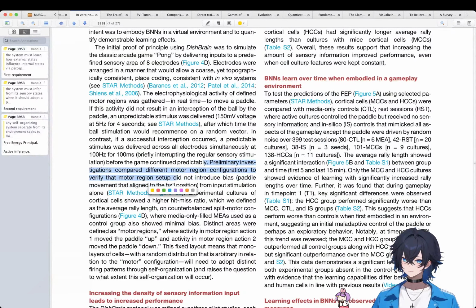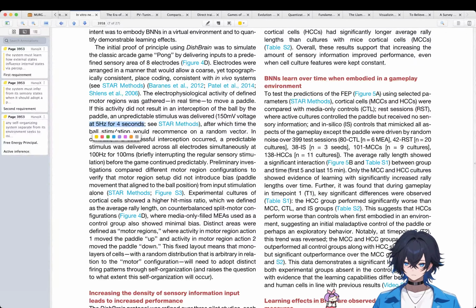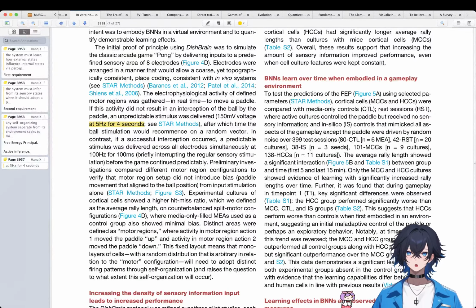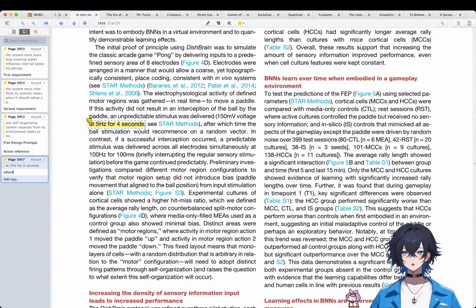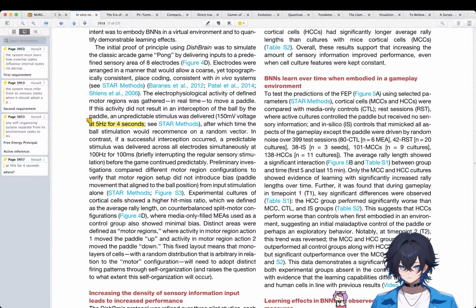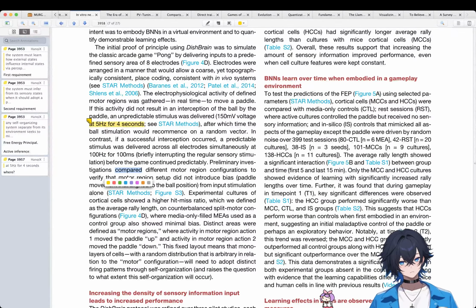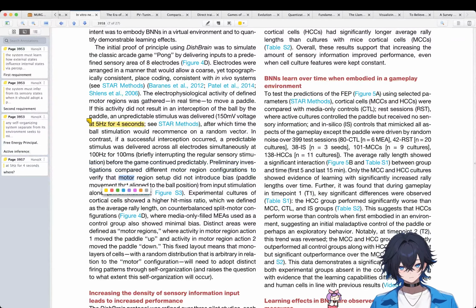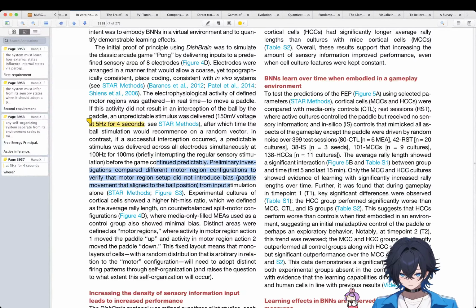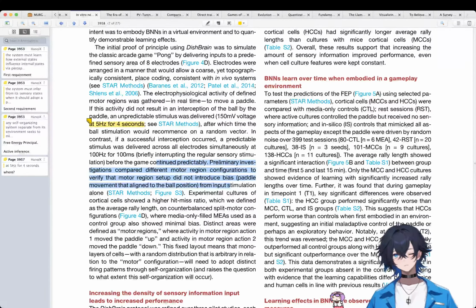Primarily, okay, why 4 seconds? That's a long time. And where? Why is this so unspecific? Different motor region configurations to verify. Okay. Sure, okay.